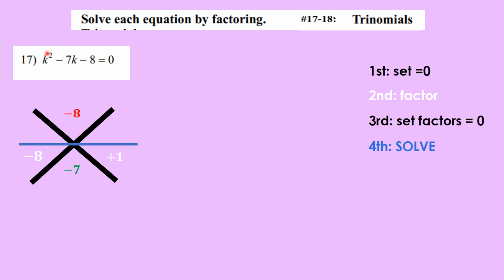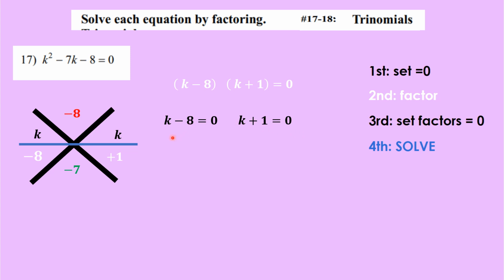It's only a k-squared term, so I'll put a k on top of each of those values that I got as the factors of -8 and check to see if they reduce. K and -8 do not reduce. K and +1 do not reduce. Those two factors are set equal to 0. So k minus 8 can equal 0, or k plus 1 can equal 0.